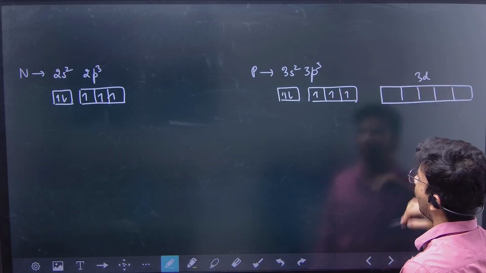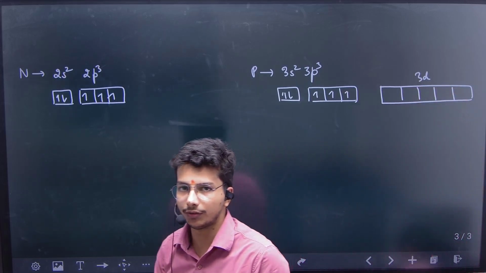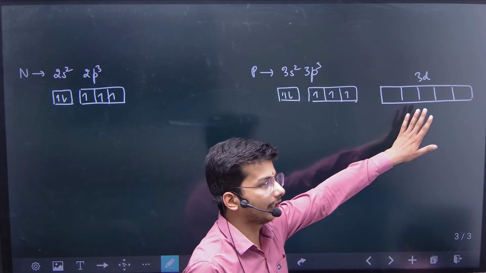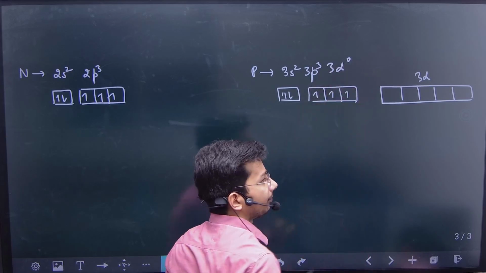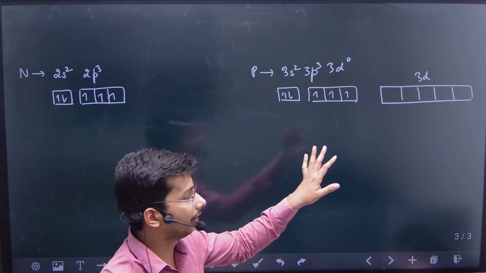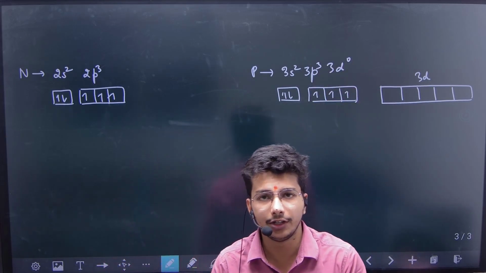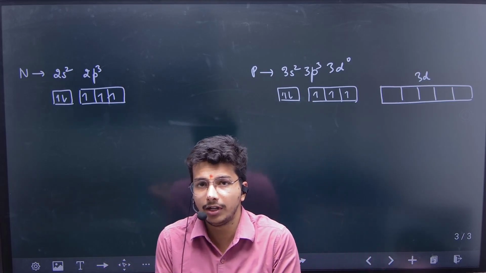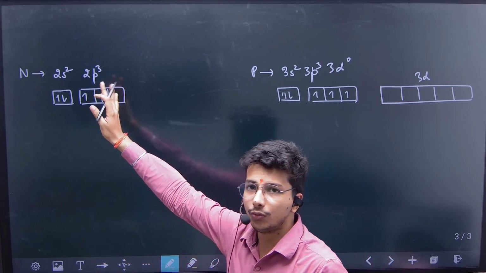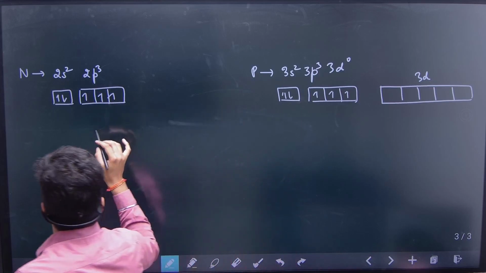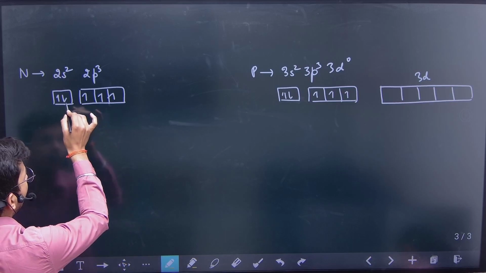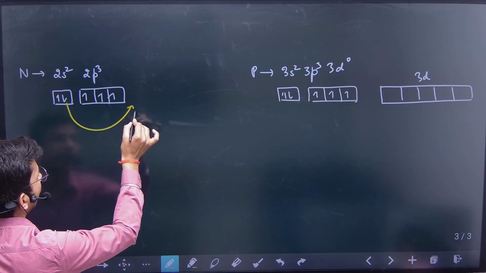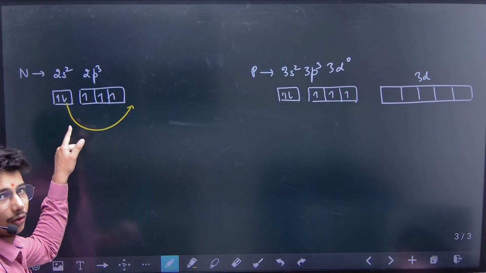So the 3d orbital is vacant in case of phosphorus. Okay, so that is available and it is vacant. 3d0. You can also write 3s2 3p3 3d0, because in the third shell there is a d orbital present, but in the second shell there is no d orbital present. Okay, so we cannot write 2d. Okay, so here what happens is, if we want to excite the electron, this is the paired electron, no?